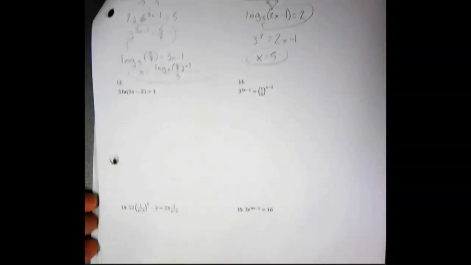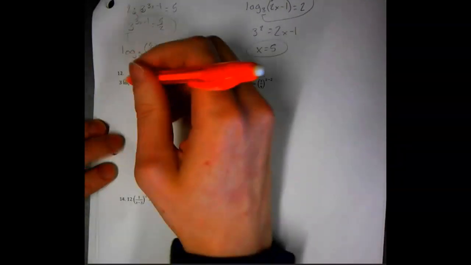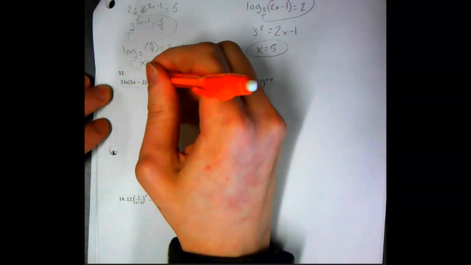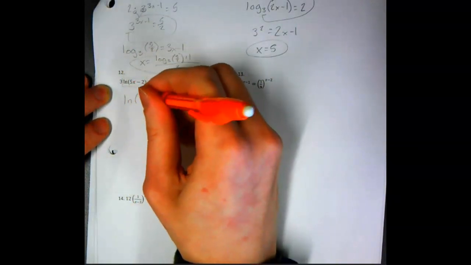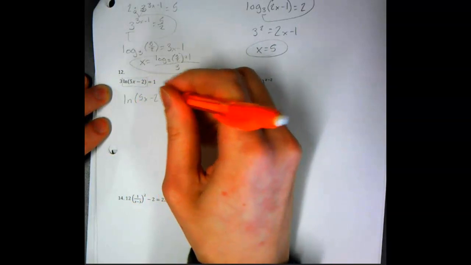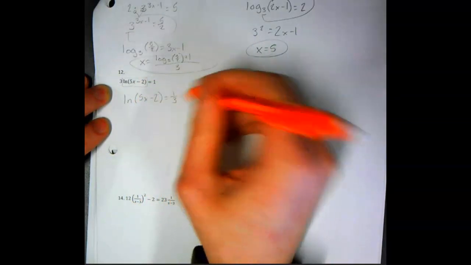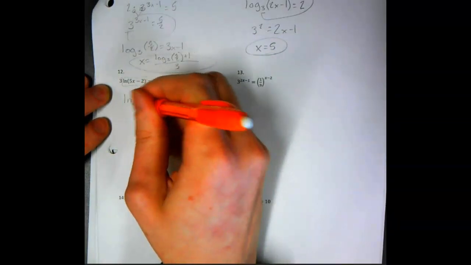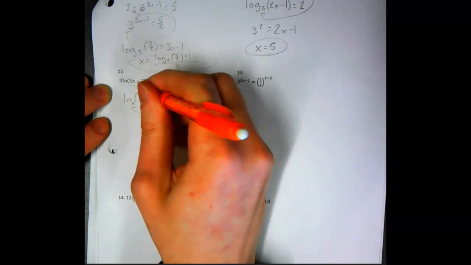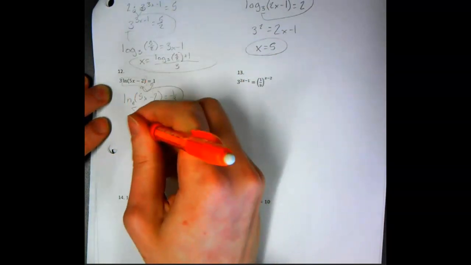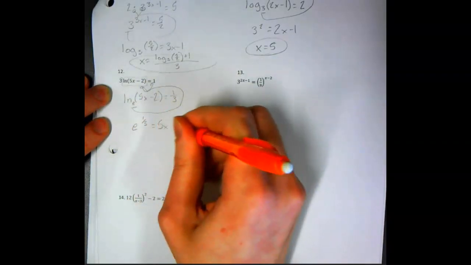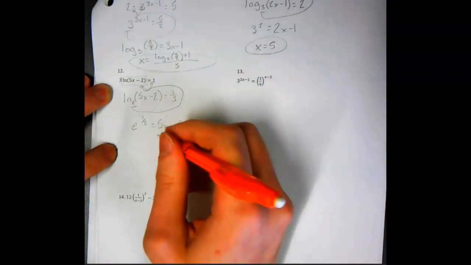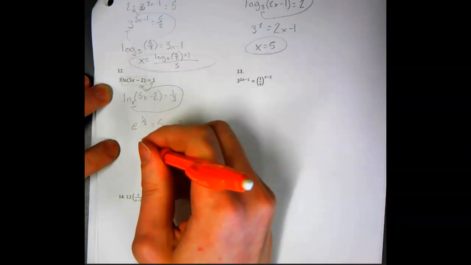And for the last one tonight, again, we have natural log. We're trying to get that by itself, so we'll divide by 3. Natural log of 5x minus 2 equals 1/3. Remember, natural log has that invisible e. So we'll have e to the 1/3 equals 5x minus 2. Then we'll add our 2, divide by 5, and x will equal.